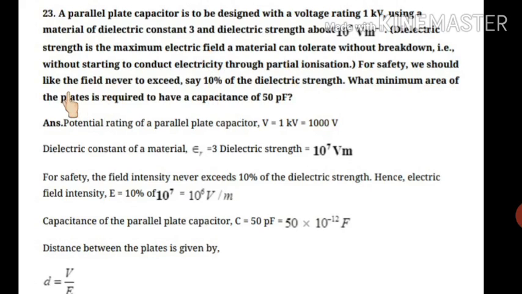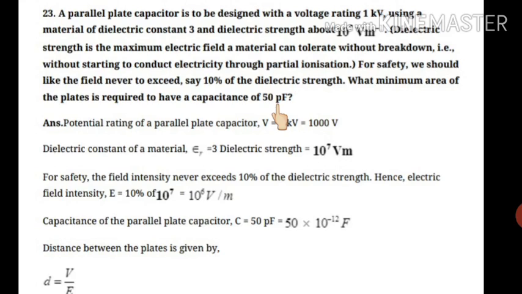So for safety, we should like the field never to exceed, say, 10% of the dielectric strength. Now this is the condition they have given: how much electric field should be there? It should be 10% of the dielectric strength. So what minimum area of the plate is required to have a capacitance of 50 picofarad? So area we are supposed to calculate, and capacitance value they have given how much?